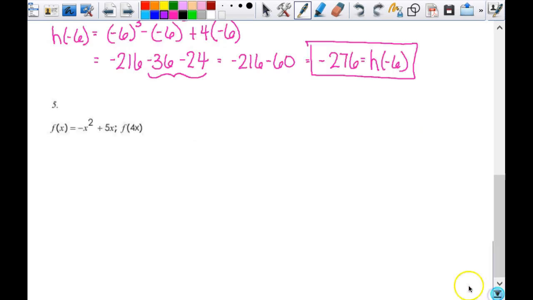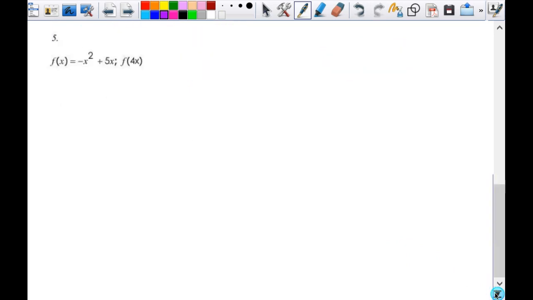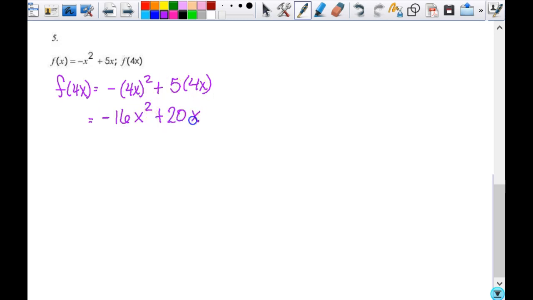All right, number 5. F of 4x equals negative 4x squared plus 5 times 4x. That's equal to, I square this, the negative sign has nothing to do with that exponent. So it's going to be a negative whatever, and that's 4x squared. I square the 4 and get 16, square the x and get x squared, plus 5 times 4 is 20x.